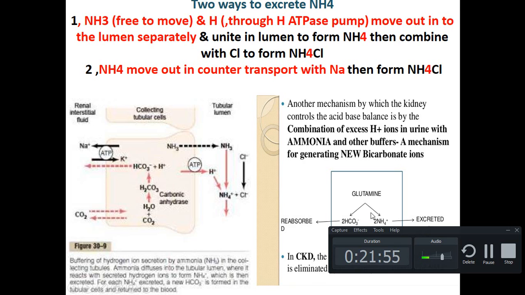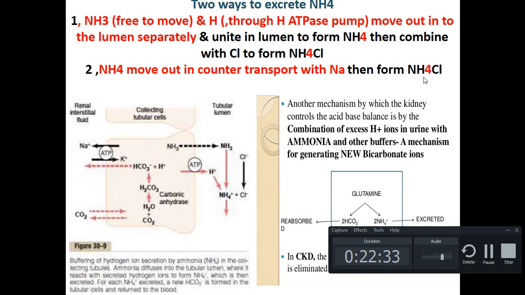The other way, which I told you earlier, is that glutamine is metabolized and forms two ammonium ions. These two ammonium ions come out and combine with the chloride, and ammonium chloride is formed and excreted from the body. So there are two ways. One is ammonia gas free to move, with the hydrogen ion combination occurring in the lumen. The other is the ammonium ion moving out by counter transport with the sodium, as shown in the previous diagram, and then forming the chloride salt. So this was about the ammonia buffers.